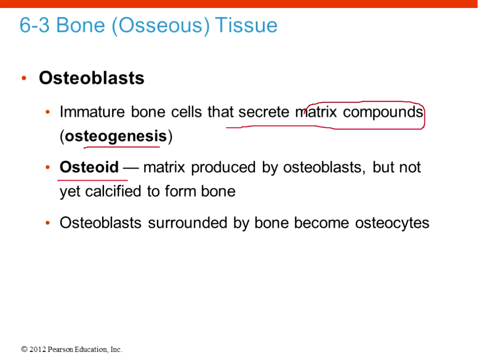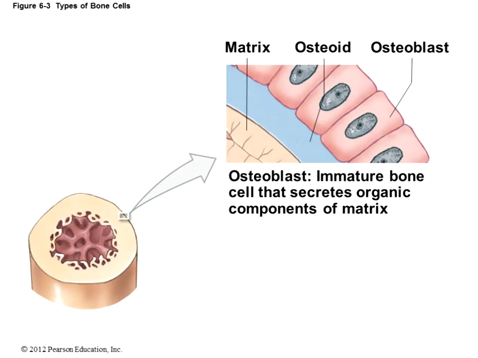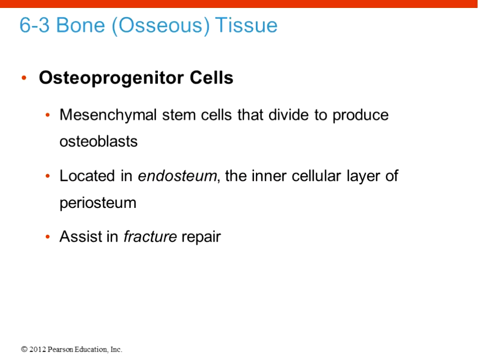Okay? So osteoblasts are really important. Osteoblasts essentially form bone, right? And so as we're going to see this dynamic nature of bone, osteoblasts are going to play a critical role in that process. So here you can see an osteoblast forming the osteoid, which is the matrix. Once the matrix is completely surrounded by bone, then is calcified, then it becomes an osteocyte. All right? So that's the osteoblast.